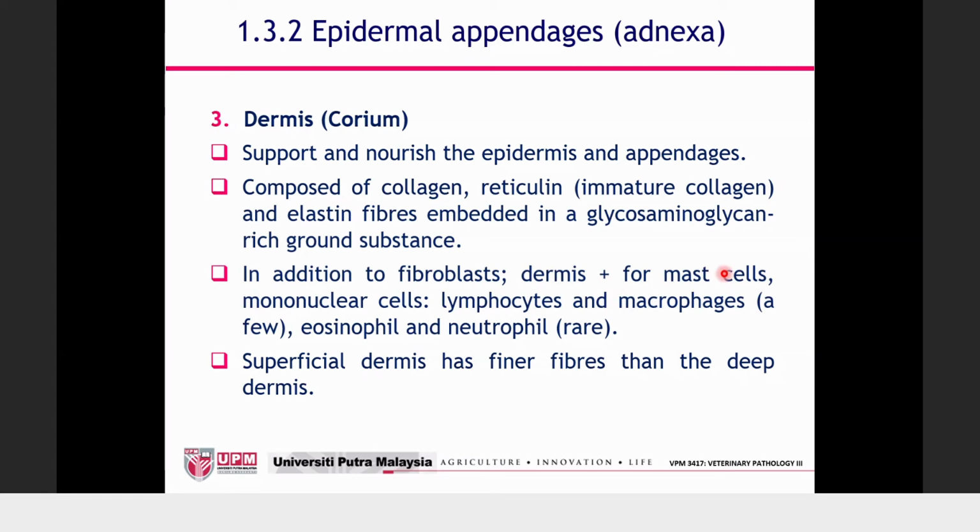In addition to fibroblasts in the dermis, you might also see inflammatory cells, for example, mast cells, mononuclear cells, usually the lymphocytes and macrophages, eosinophils and neutrophils. But keep in mind, the number is very, very minute. It's like a few cells only, not many. So, if you see a lot of mast cells in the dermis, what should come into mind?